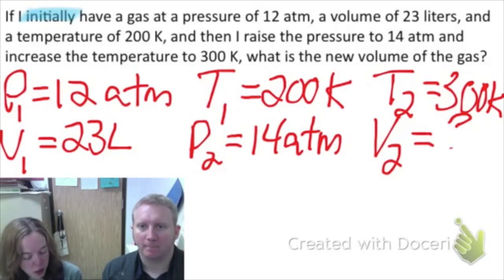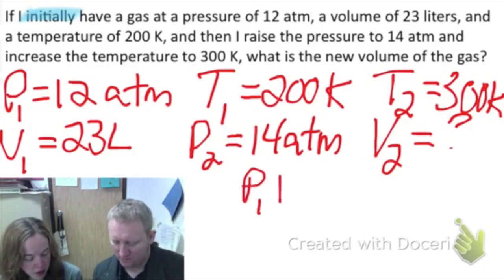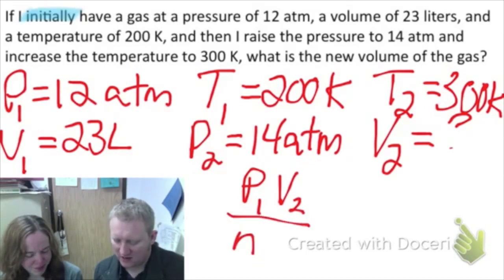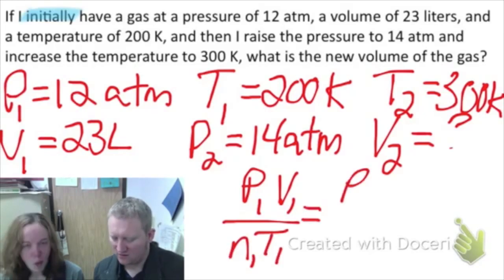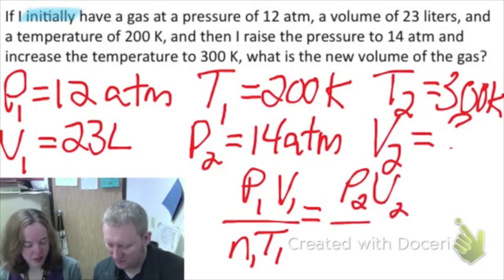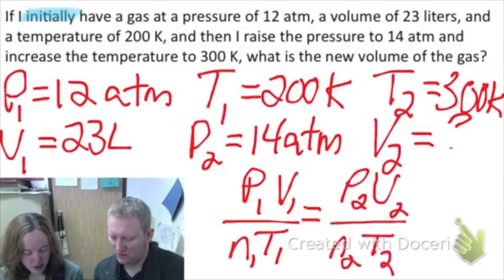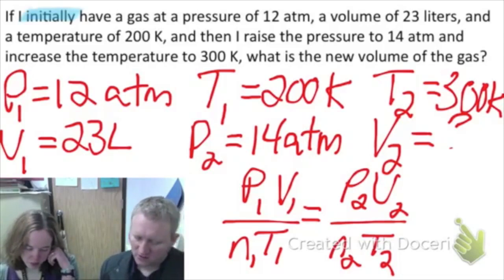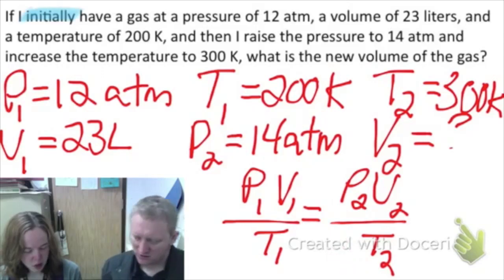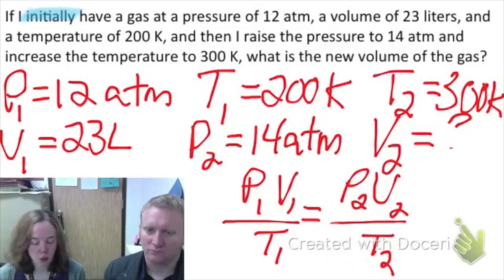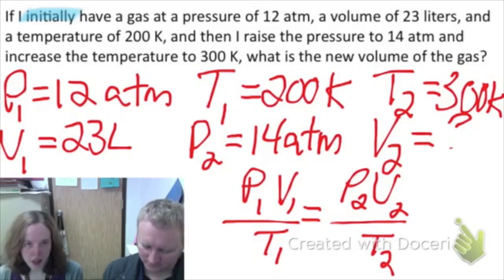So you can take your original equation: P1 V1 over N1 T1 equals P2 V2 over N2 T2. Everything, 1s are all on the left, 2s are all on the right. So what never ever showed up? N didn't show up. So we can just cross out our N. N's gone away. That just leaves us PV over T equals PV over T. Now we plug everything in and we do algebra.